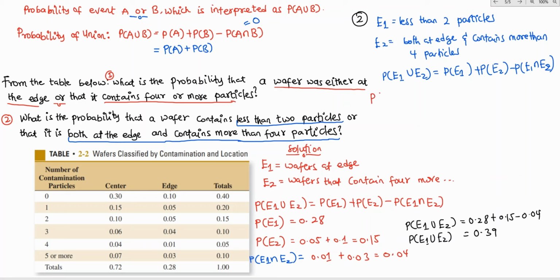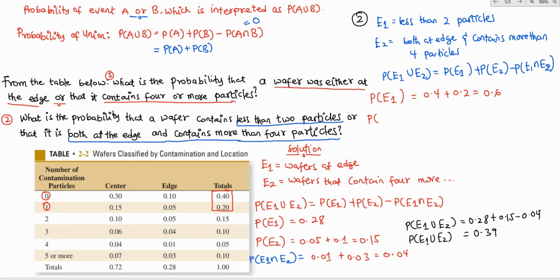So now let's focus on the probability of event 1, which is the probability that a wafer contains less than two particles. Let's look at the particles that are less than 2. We have 0 and then 1. Their probabilities will be 0.4 and then 0.2. The sum of those two gives us the probability of a wafer having less than 2 particles. So we have 0.4 plus 0.2, which gives us a value of 0.6.